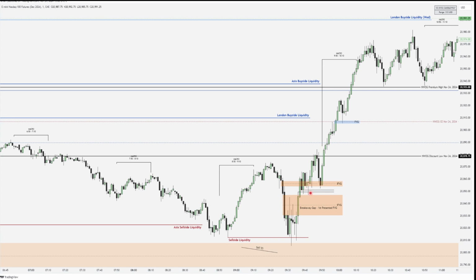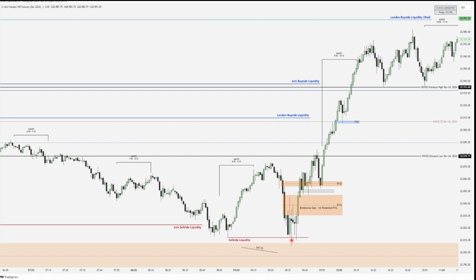This is obviously hindsight. However, we had this inversion fair value gap, which actually got traded back to the premium high, that is, acted as support as a discount array, setting price higher. So could price have traded down into this first presented fair value gap? Yes, it could. It could have traded down into it.